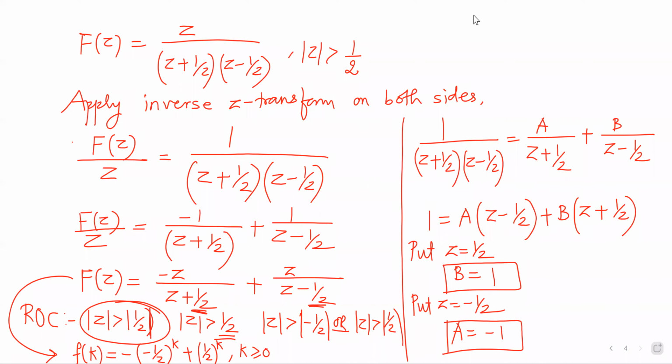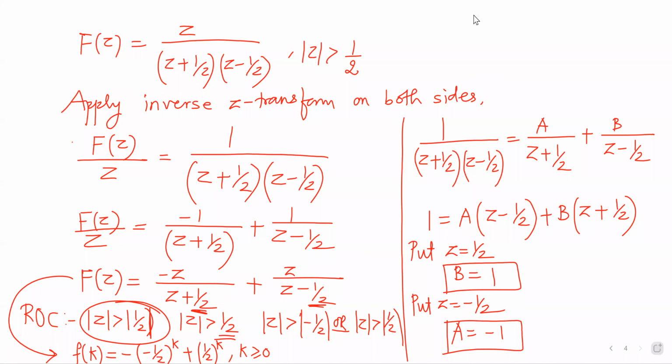Correct. If you want, you can take this minus 1 raised to k and this minus sign, so it will be minus 1 raised to k plus 1, like that also you can write. But then it is not required here. Okay. So see, this way you can find the answer, and it's very easy to solve the questions with this Z transform.